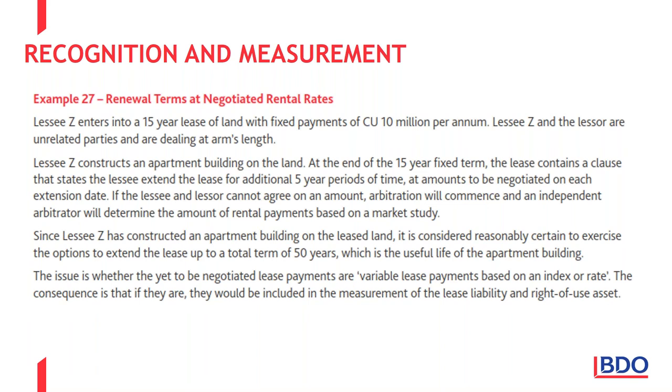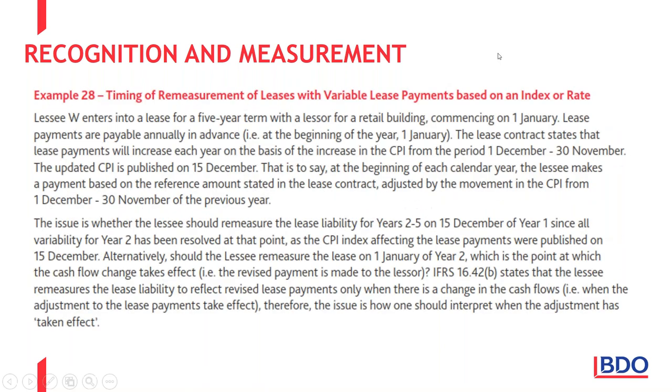The 35 years of payments under the reasonably certain to be exercised extension option will be remeasured each year from years 15 to 50 as the annual renewals are negotiated with the lessor. So again, in this situation, we said, listen, we don't know, we're not going to guess, we wait until we've got the negotiated rental rates. Another similar example, and we've got a lot of questions around this, is timing of remeasurement of leases with variable lease payments based on an index or a rate. And this was a really big practical problem with one of our clients.